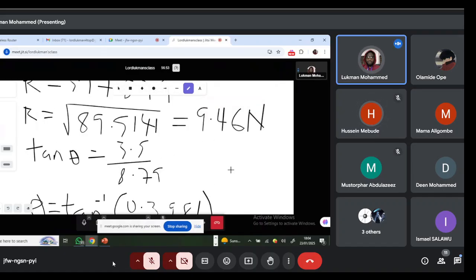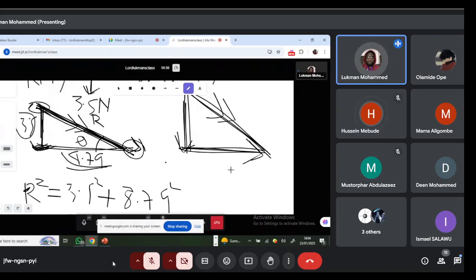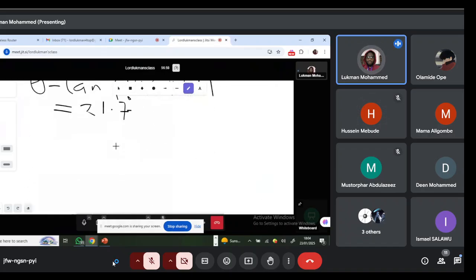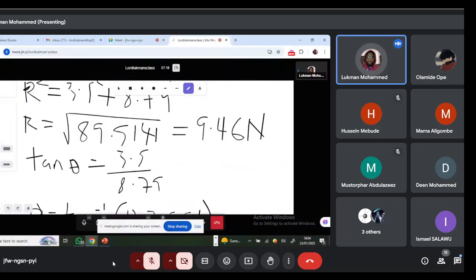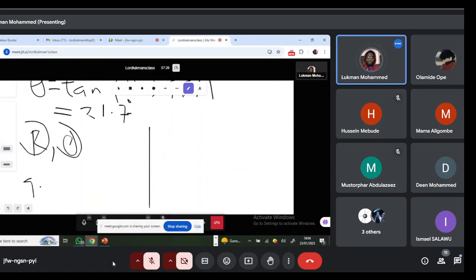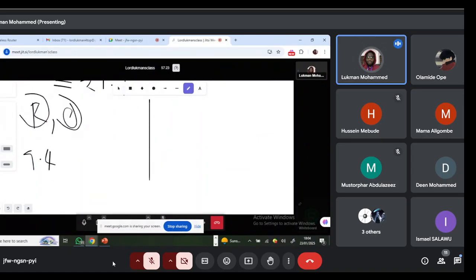Now I want to refer something to it. Now the theta is this 21.7. You can see the theta here. We can write the resultant in two ways. The first way is to put it like this: r, theta. R is the magnitude because it's a vector. Theta is the direction. So what is r? What's the total resultant? 9.46 newtons, comma, 21.7 degrees. This is it.